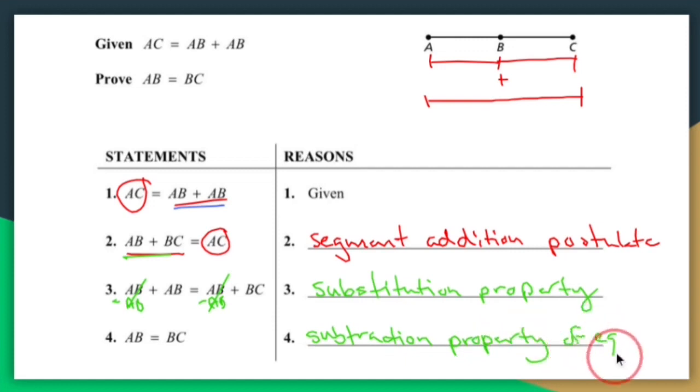I can squeeze it in. Depends on what kind of teacher you have. They might be okay with you saying subtraction property. I like to write out as much as I can because it sounds a whole lot better. But this is an introduction to a two-column proof.